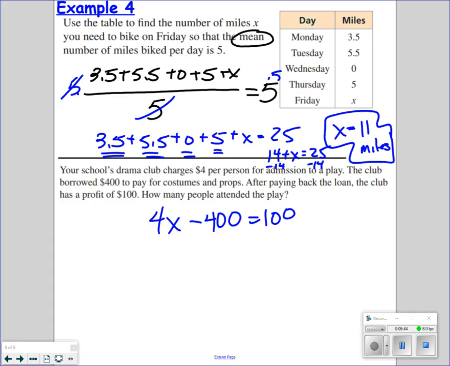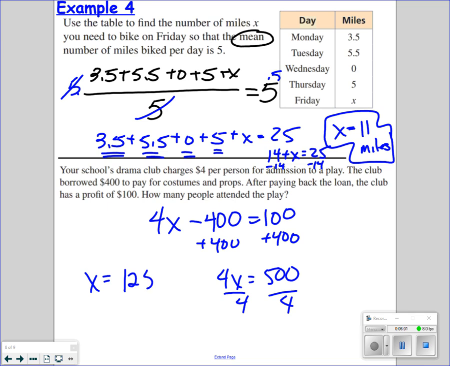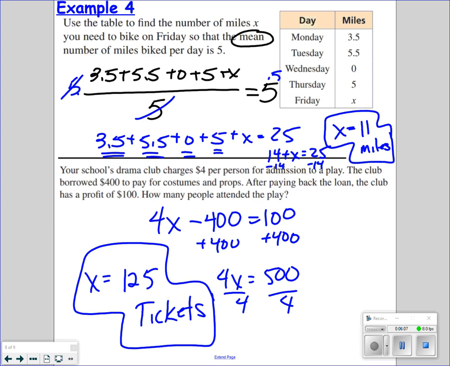Order of inverse operations. So you're going to add 400 to both sides. You are allowed a calculator, so don't just try to do this in your head unless you're able to. 500 divided by 4 is 125. And again, it's a word problem. You should always put a label on a word problem. Don't lose points on your tests and on your quizzes. When you see a word problem, put a label.